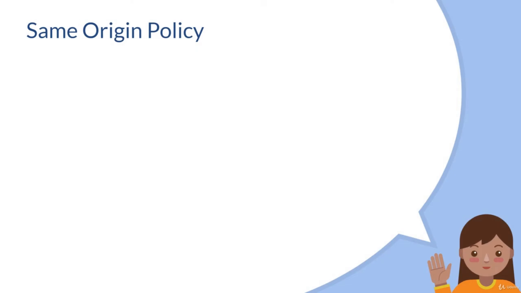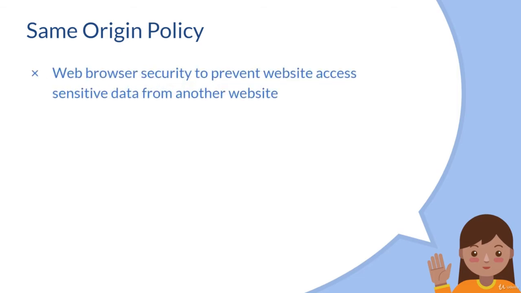Same origin policy is a web browser security mechanism to prevent a dangerous script on one website from obtaining access to sensitive data on another website. The same origin policy restricts scripts on one origin from accessing data from another origin.